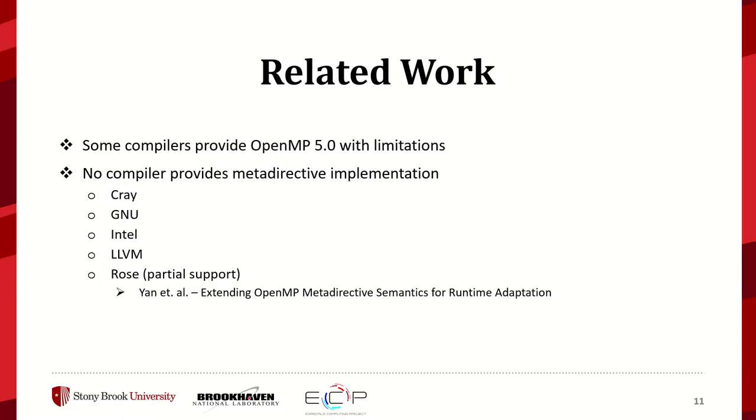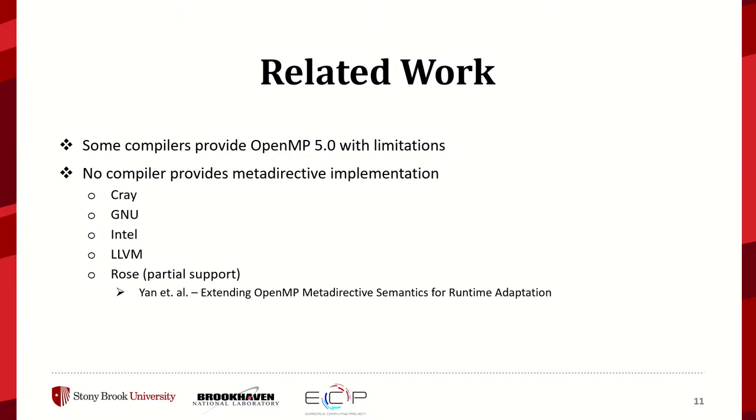Now, some current compilers do provide implementation of OpenMP 5.0 with some limitations, but as far as we know, only the ROSE source-to-source compiler infrastructure has a partial implementation of metadirective. Other compilers which claim active development of OpenMP 5.0 specifications are like Cray, where the latest CCE 10 compiler has partial support for OpenMP 5.0. However, the list of enhancements claimed by the compiler does not include metadirective.